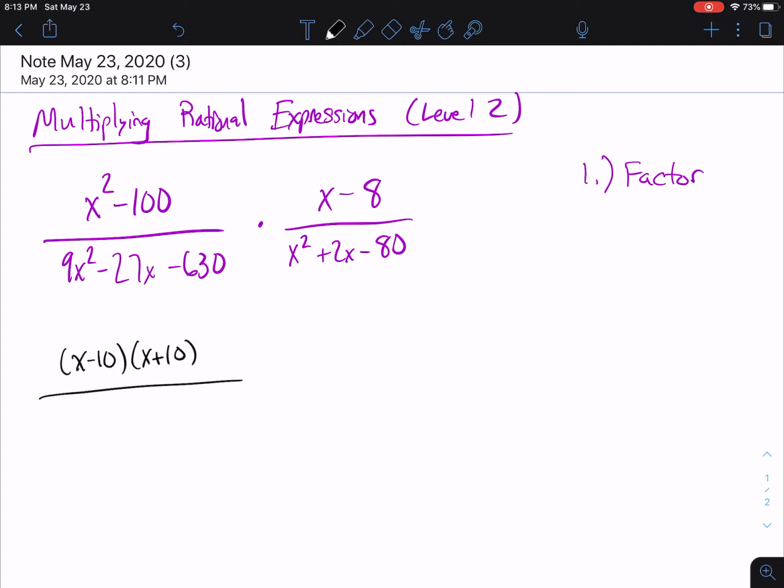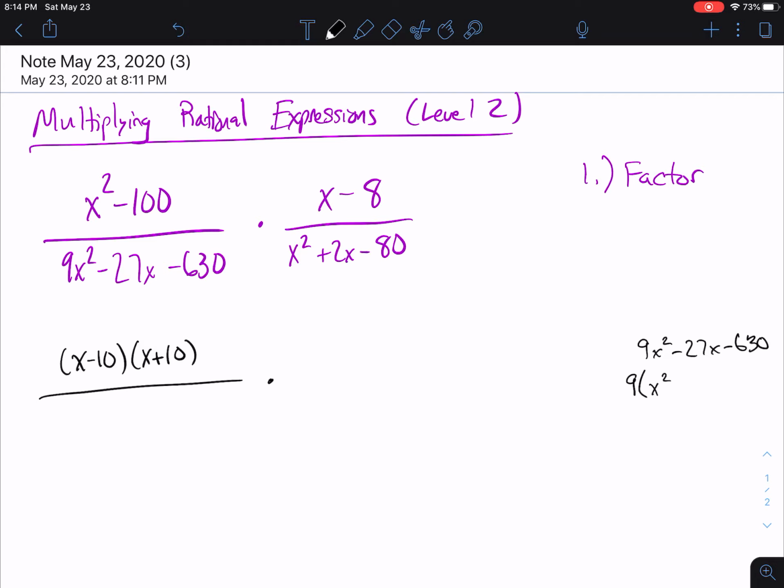Now, when you look at 9x squared minus 27x minus 630, you're thinking, okay, I got to start with the AC method. I got to multiply 9 times 630. But this is where that multiple levels of factoring comes in. What I mean by that is we're actually going to start by taking out a GCF of 9. So I would recommend going over to the side of your paper somewhere and solving this. Somewhere way over here in the corner, I'm going to take 9x squared minus 27x minus 630 and try and factor this. So we're going to start with a GCF of 9.